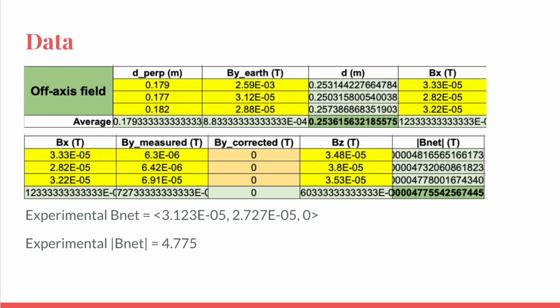Here is my data on the screen. As you can see, I found an experimental B net of 3.123e-5, 2.727e-5, and the absolute value of B net to be 4.775.